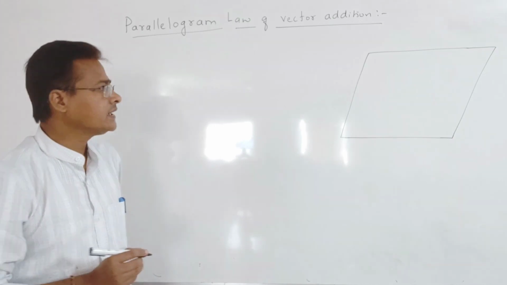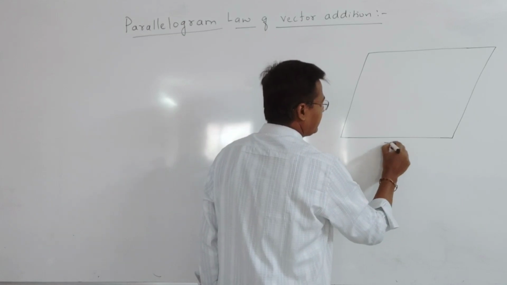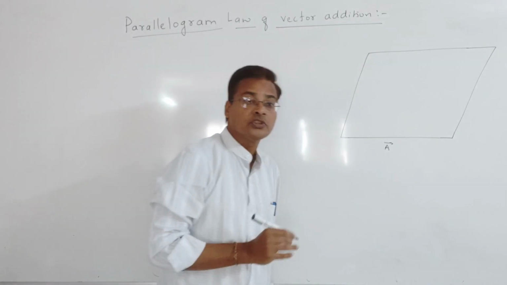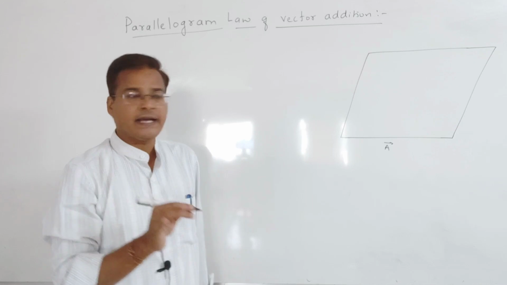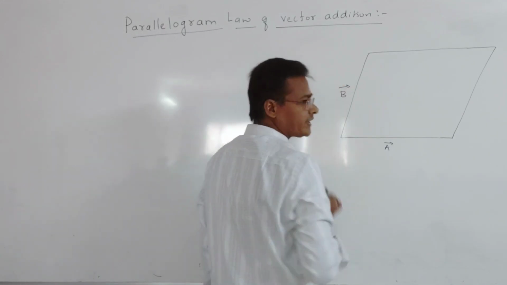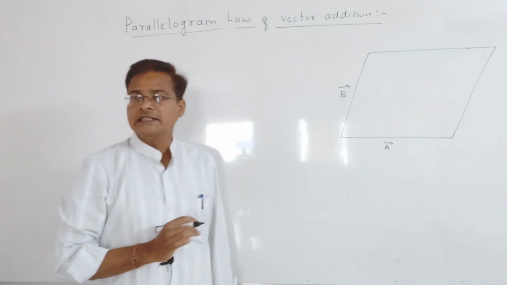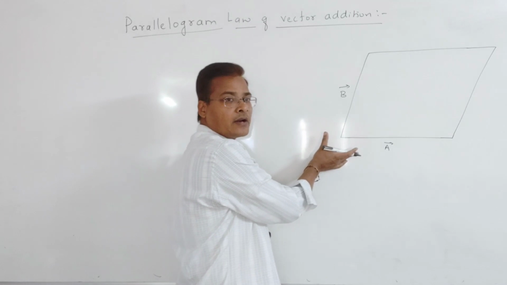So if two vectors, that is vector A and vector B, are represented in both magnitude and direction, so this is vector A and vector B, the two vectors, which are adjacent sides of this parallelogram.